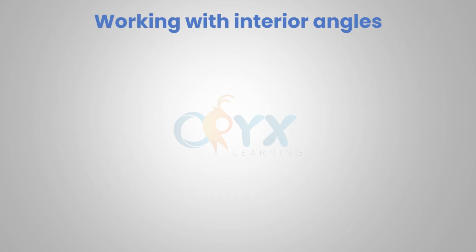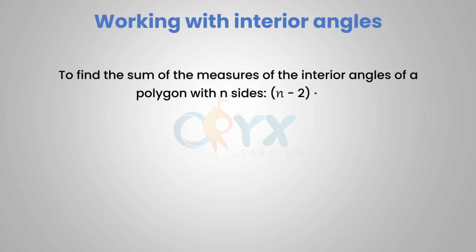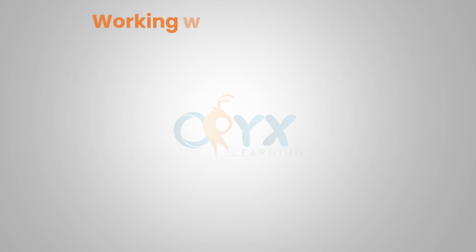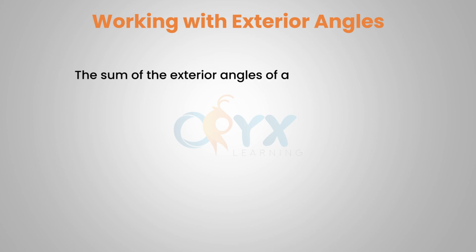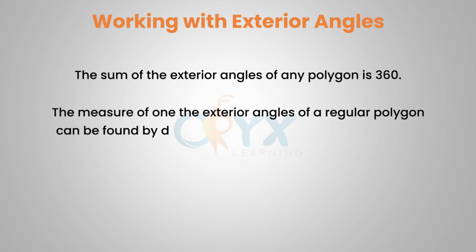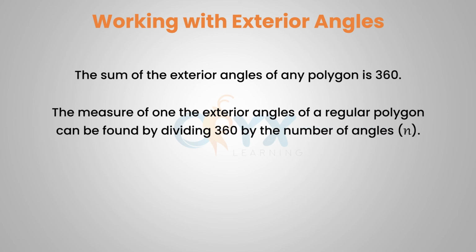Remember, when working with interior angles, to find the sum of the measures of the interior angles of a polygon with n sides, take n minus 2 times 180 degrees. To find the measure of each interior angle of a regular polygon with n sides, take n minus 2 times 180 divided by n. When working with exterior angles, the sum of the exterior angles of any polygon is 360. The measure of one of the exterior angles of a regular polygon can be found by dividing 360 by the number of angles n.